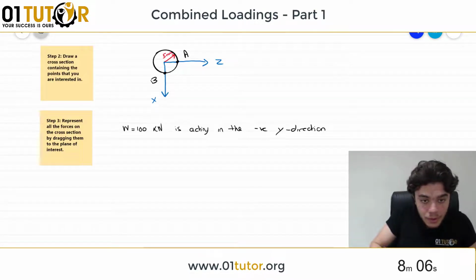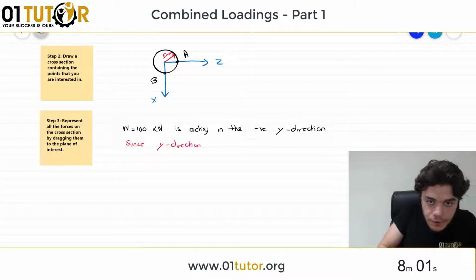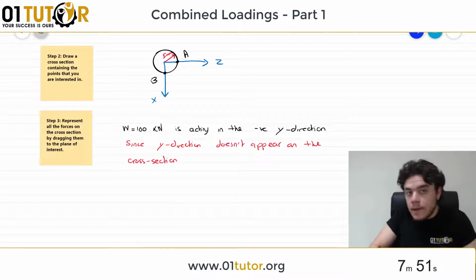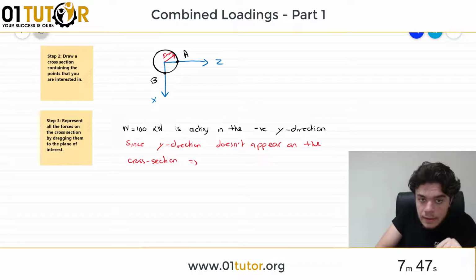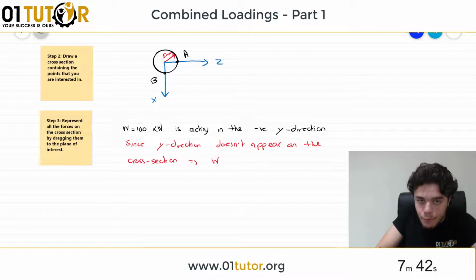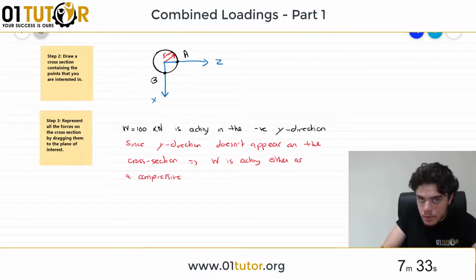So the Y direction doesn't appear on the cross section, because as we saw, only the X and the Z axes appear on the cross section. So since the W direction doesn't appear on the cross section, this means that W is acting either as a compressive force or as a tensile force, meaning it's a normal force.